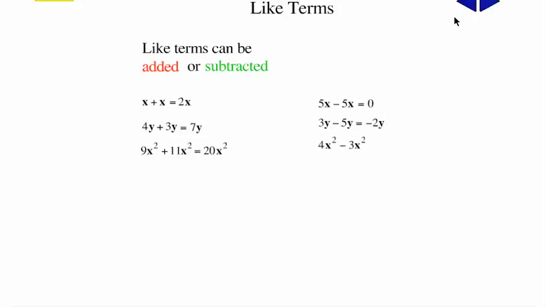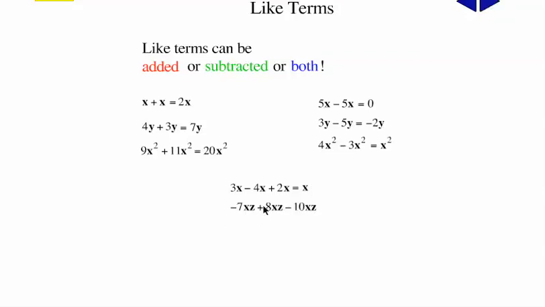4x squared take away 3x squared. It's just 1x squared, but I'm just going to write x squared. I don't need to write the 1, because that means I have 1. Okay? Or both. You could add and subtract at the same time. So 3x minus 4x plus 2x, that's going to give us 1x.